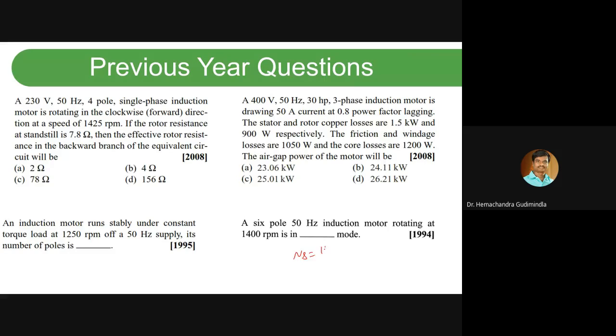ns equal to 120 into f by p. So 120 into 50 divided by number of poles, which is 6. So 20, so 1000 rpm. Now, ns is less than the 1400 rpm. So now what is the slip?